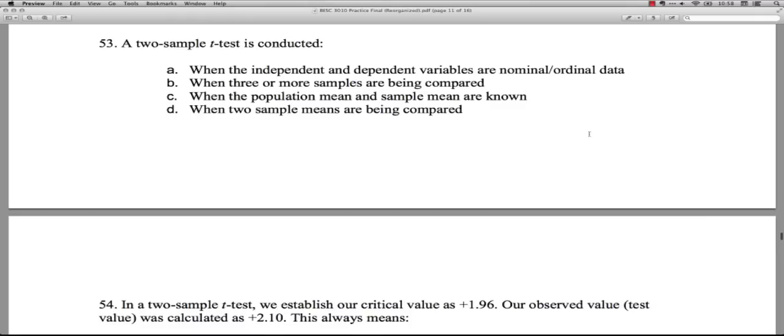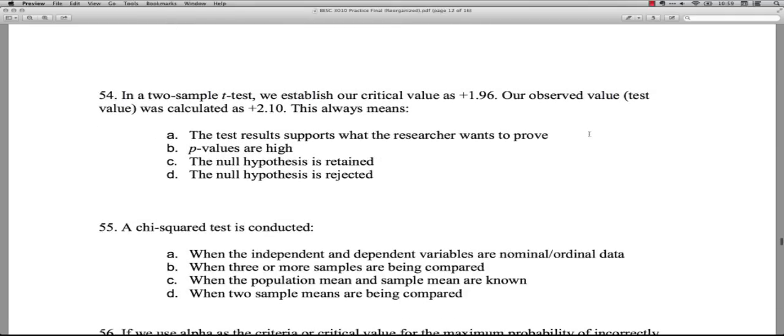53, a two-sample t-test, that's something that you use to compare. It says here A, is conducted when the independent and dependent variables are nominal or ordinal data. No, actually, that's not true. In fact, that's when you would use a chi-square test, which we haven't talked about in this class yet. B, when three or more samples are being compared, well, that's actually when you would want to use an analysis of variance, probably a one-way analysis of variance or even a factorial. C, when the population mean and sample mean are known, that would be a one-sample t-test or z-test. You're comparing a single sample against a population. So it must be D, when two sample means are being compared, and that is the correct answer. You use the two-sample t-test to compare two sample means to each other.